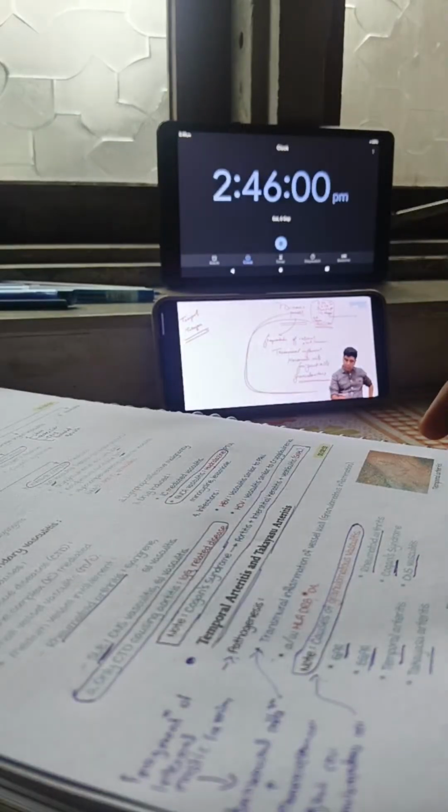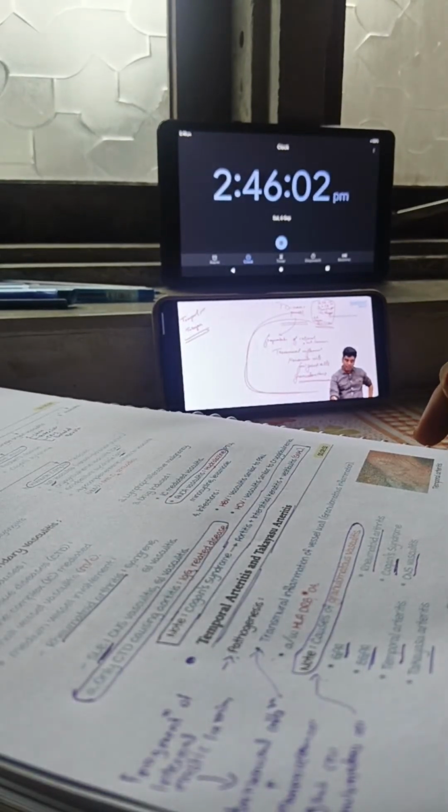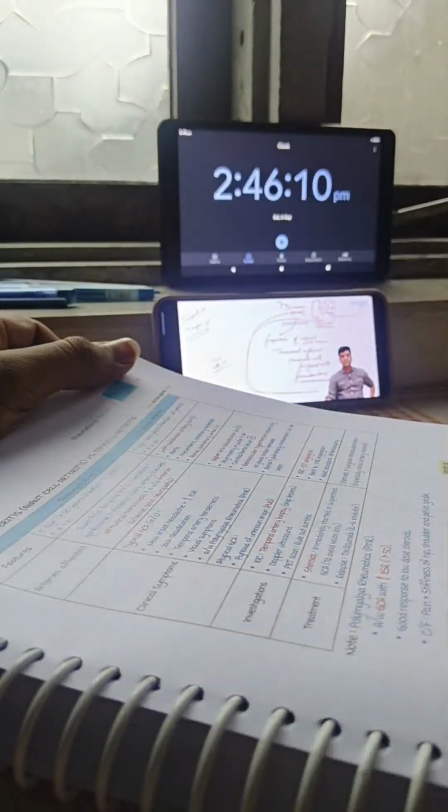So that means that this process is the same for both. Whether you take temporal or you take Takayasu, this process doesn't change. Correct? And both are characterized by HLA-DR4. Both are characterized by HLA-DR4.